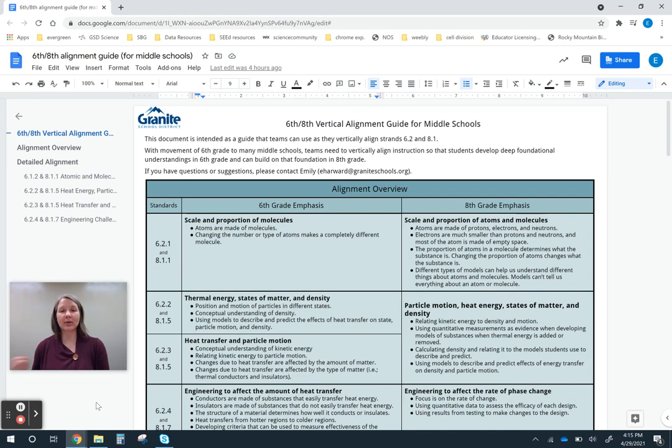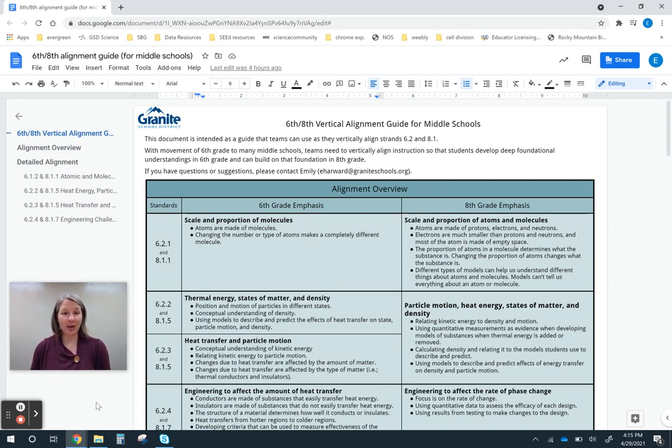And so I pulled a team of teachers. We had 4 sixth grade teachers and 4 eighth grade teachers, and we put together this document. Two things I want to mention about this document: it is just a guide. It's not any kind of mandate. If you're looking at it and you realize that there's something you need to switch or change when you're working on your own vertical alignment for your school, please do that. So this is just a guide.